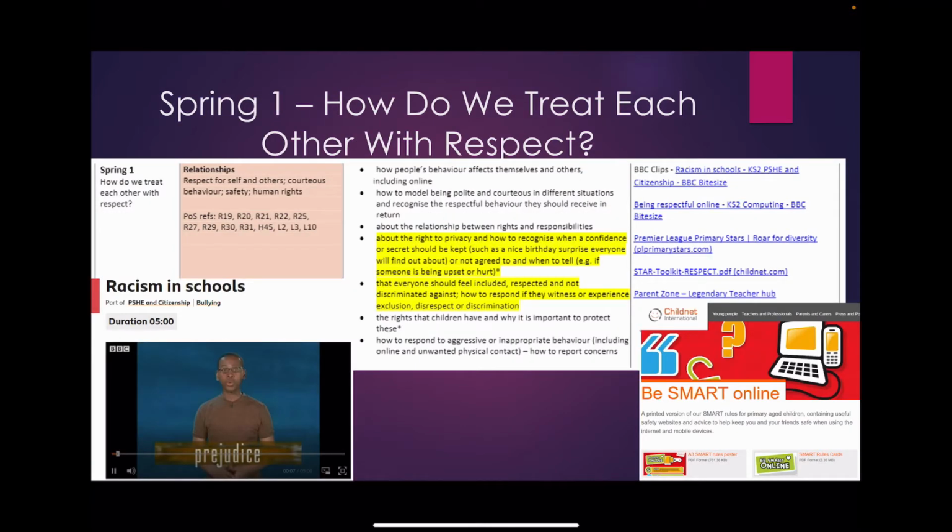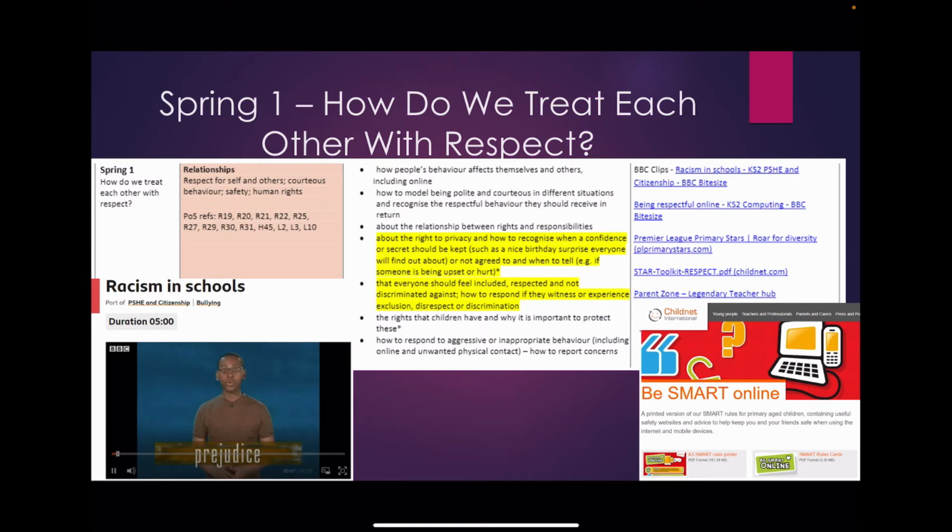In Spring 1, our key question is how do we treat each other with respect? Here we look at respect for themselves and others, including respecting each other online. We also discuss discrimination and disrespect and how to respond to aggressive and inappropriate behaviour, both online and in the real world, which also includes physical contact as well.